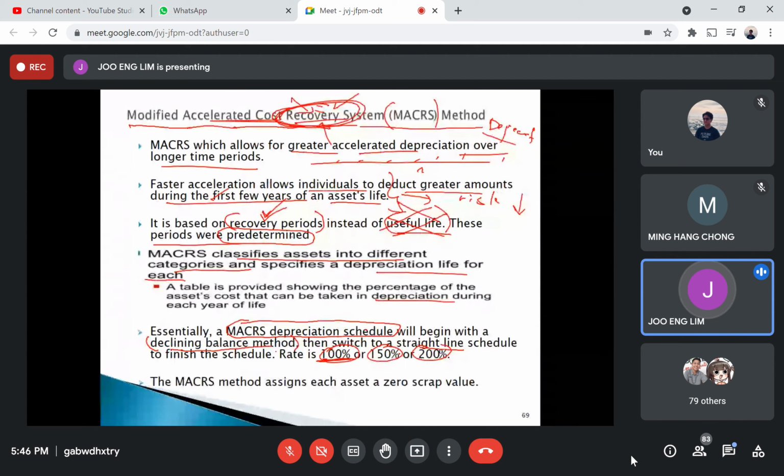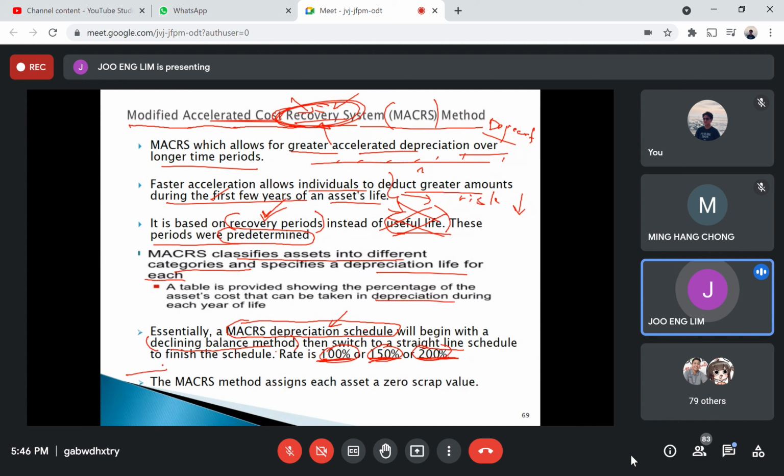All right. So in that sense, they have many schedules. If you have this, you have one schedule. You have this, you have one schedule. You have this, you have one schedule. So the MACRS depreciation schedule actually has a few tables, not one. So we are going to use that table and then calculate the depreciation.